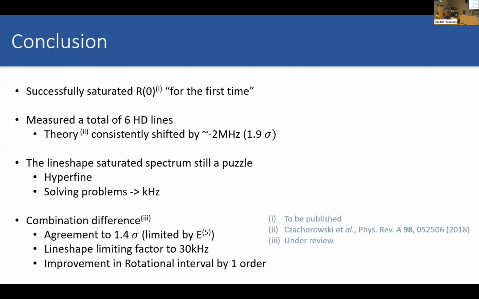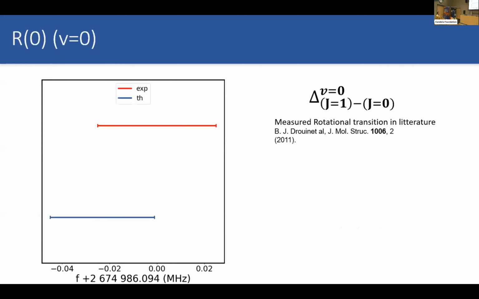Anyway, we then use this combination differences to be able to see extra effect or some additional rotational transition. We could compare the theory, and we can clearly see that we are limited by the E5. And anyway, this measurement will also be an improvement in the rotational interval by 1 order, except for the R0 that was measured directly without any of this vibrational transition. This was accurate to 25 kilohertz, and theory is accurate to 33 kilohertz and is 0.7 sigma off. So it agrees quite well, but still, I don't know if it's a coincidence, but still agree in the left side, let's say. So there's still this plus and minus issue.